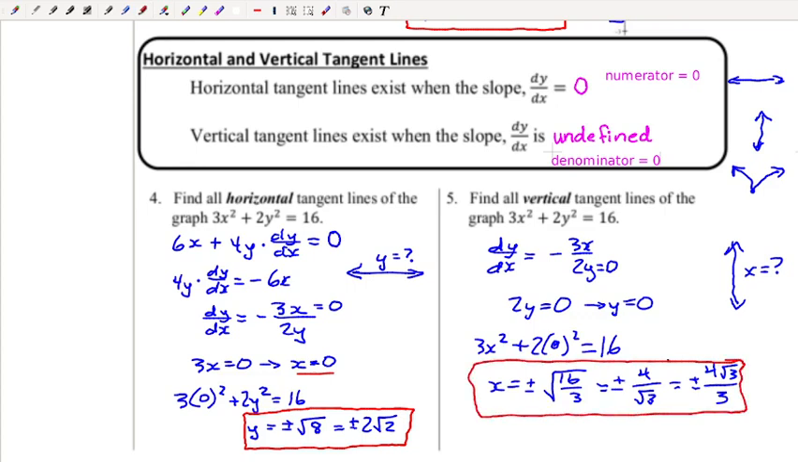And that's it for today's lesson. So again, use your derivatives to find horizontal and vertical tangent lines by making the numerator or denominator equal to 0. If you don't have a denominator, if you don't have a fraction, then to find horizontal tangent lines, you just set your whole thing equal to 0. And if you don't have a fraction, then there's nowhere you're going to be undefined, so you don't have to worry about your denominator being equal to 0.